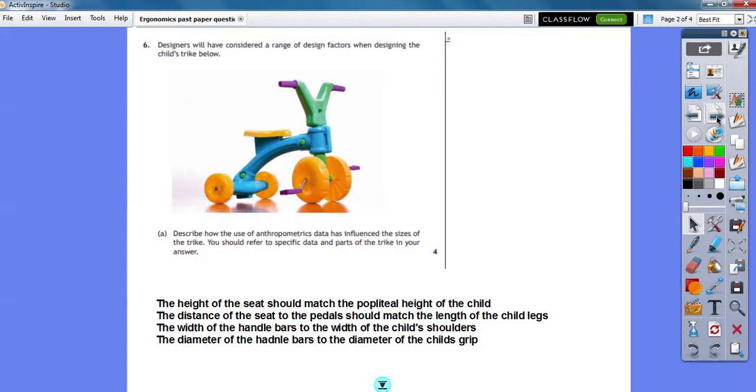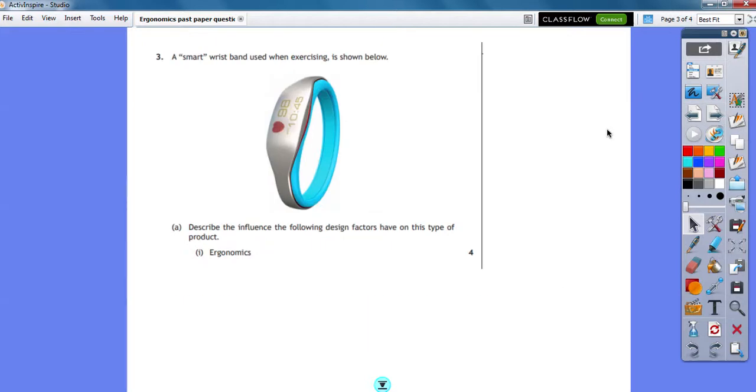So let's look at the second question. This question is slightly different. The main difference between this question and the previous one is that in this question, you need to also demonstrate knowledge of physiology and psychology, as well as anthropometrics.